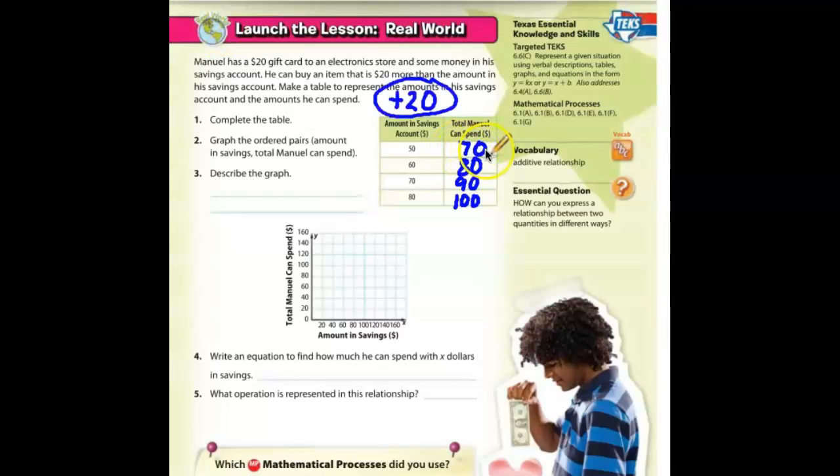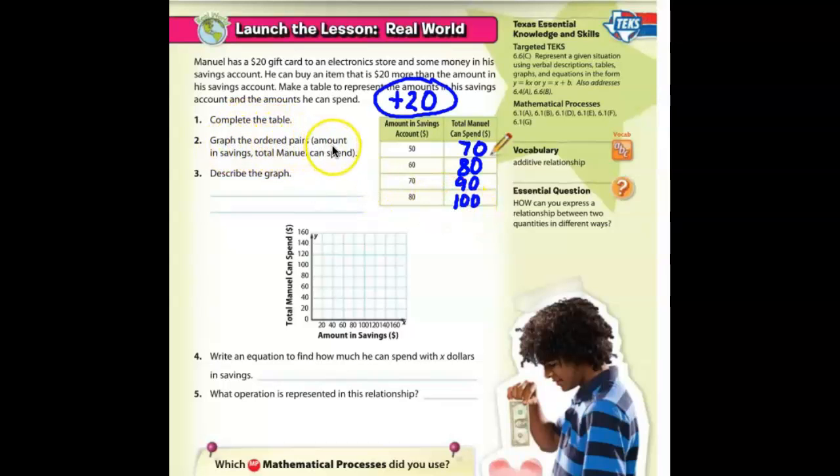Okay, the correct answer is 70 because he has got $50 in the bank. But remember, he also has that gift card. So 20 plus 50 is 70. That means that if he has $60 in his bank account, he could spend $80. If he had $70, he could spend $90. And if he had $80 in the bank, he could spend $100. So that's the table completed.